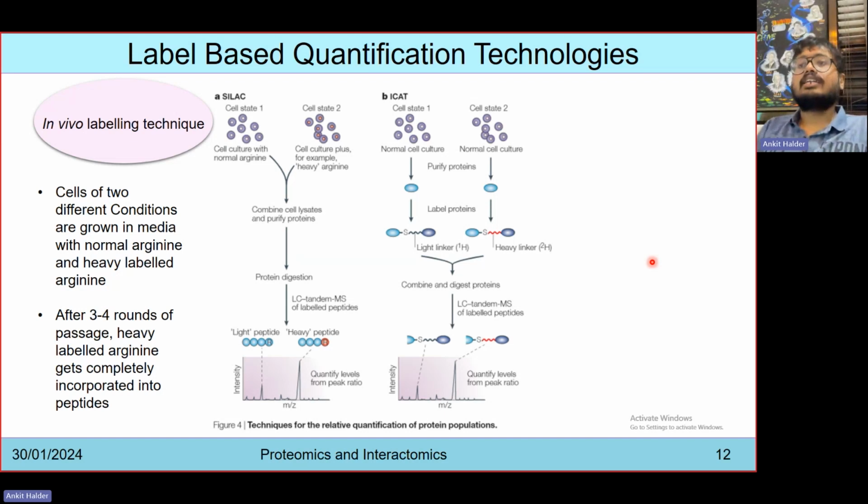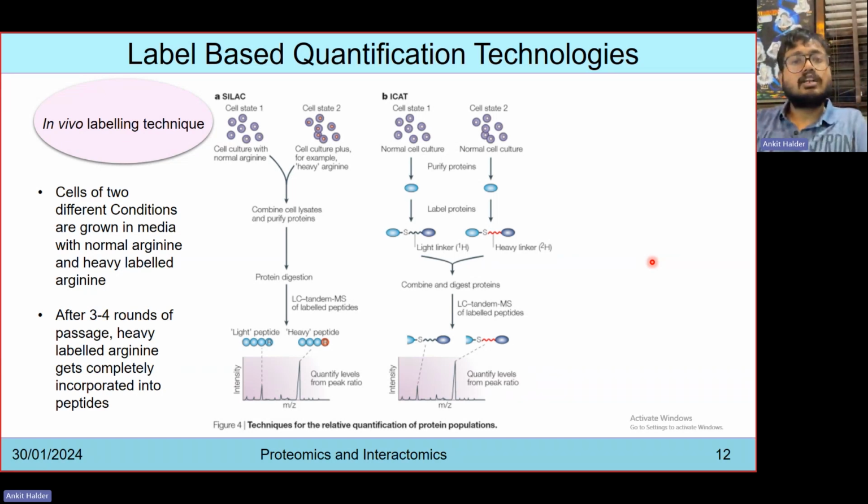So the cells of these two different conditions you are growing in media, since the cells require medium to grow in culture. One cell culture has just the normal arginine, but for cell state 2, which for example you take as treated, where you are treating the cells with certain drugs, with control being the other, you grow those cells in heavy arginine media.